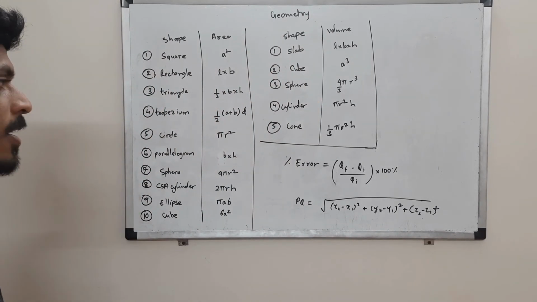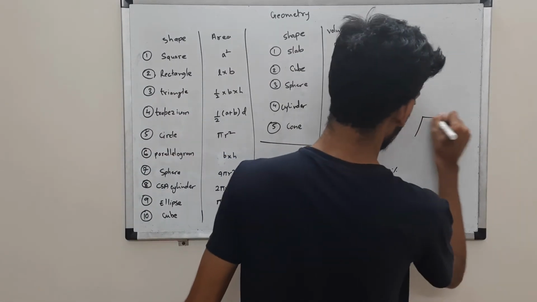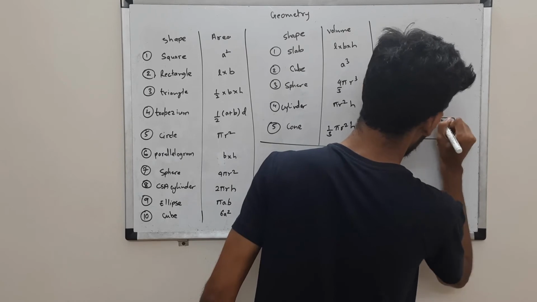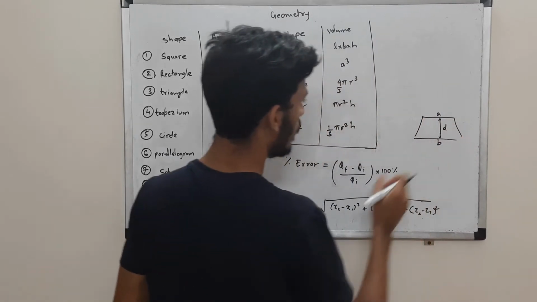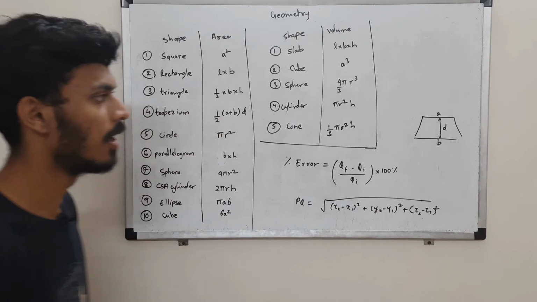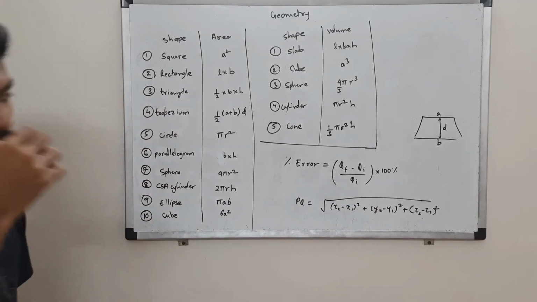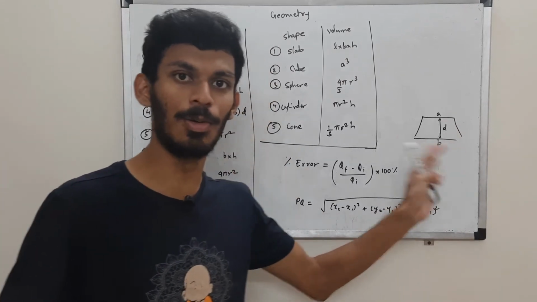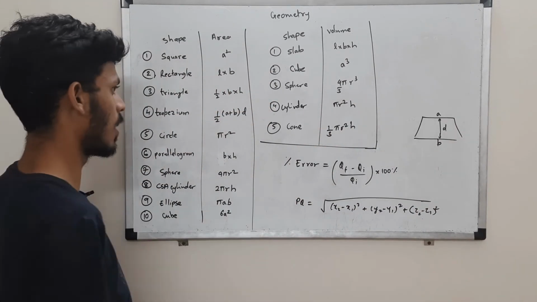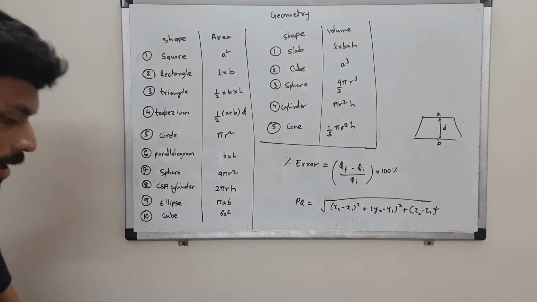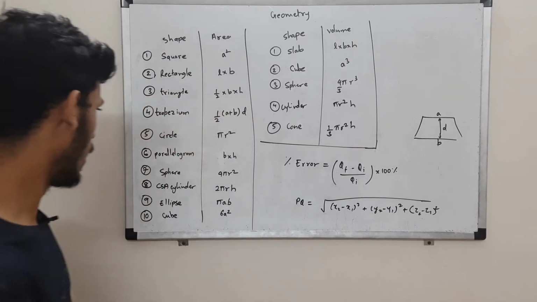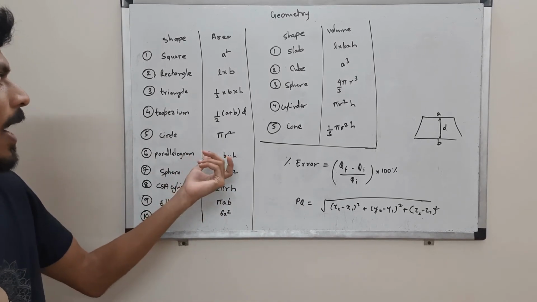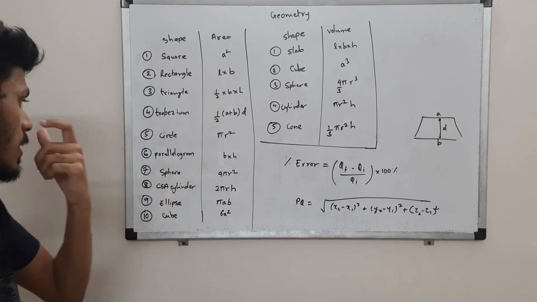Then trapezium, the area is a bit complex, but you just have to look out for the sum of the parallel sides, a plus b, and the distance between them. So half of a plus b into the distance between them, half the sum of the parallel sides into the distance between them. That is how you find the area of a trapezium. Circle, pi r square, simple. Parallelogram, it's made up of two triangles, so it's base into height.